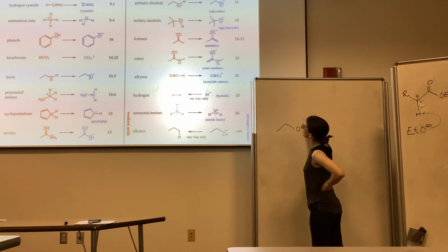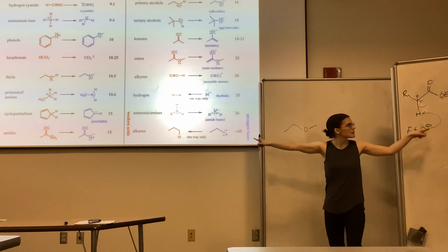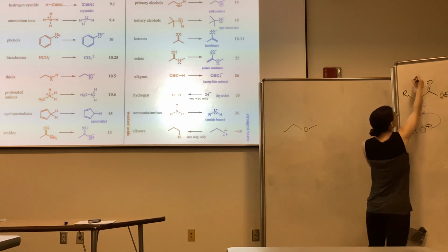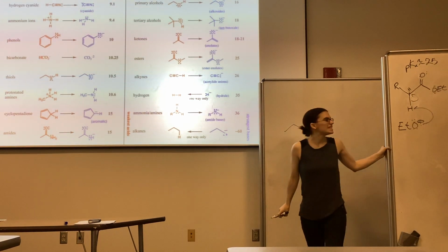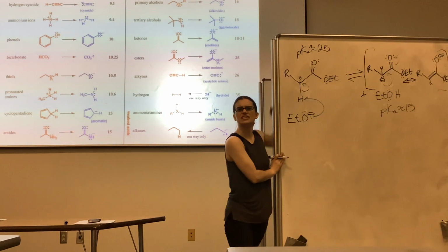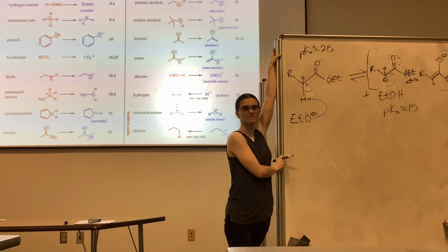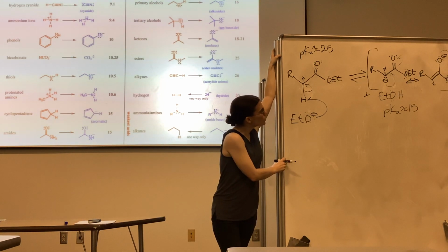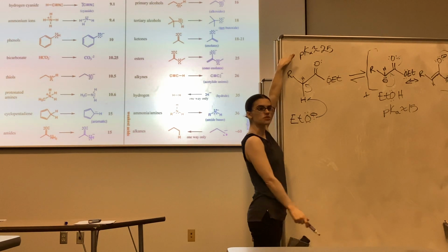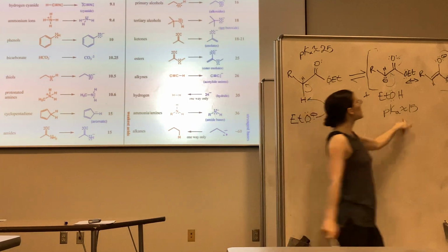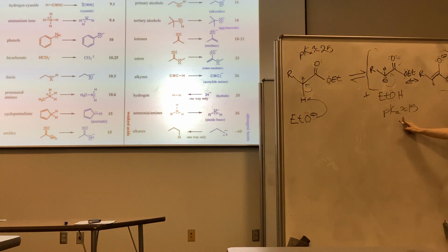Wait, if the pKa is 25, is it 15? That one's 15, and this pKa is around 25. So, which side of this equilibrium is going to be favored? Going forward, we've got an acid with pKa 25 acting as an acid. But going backward, we've got an acid with pKa 15 acting as an acid. Which one wants to act like an acid more? pKa 15 or pKa 25? 15, right?